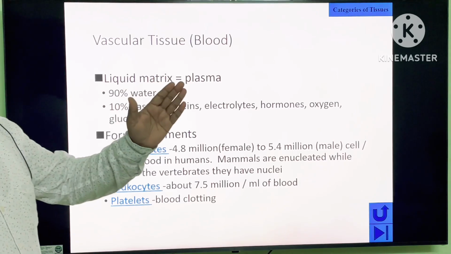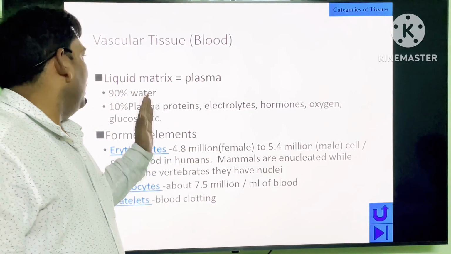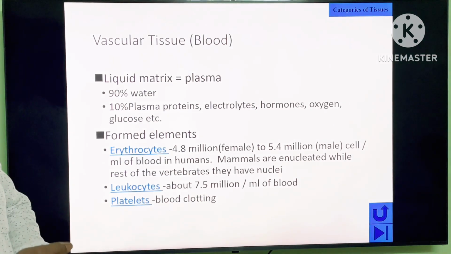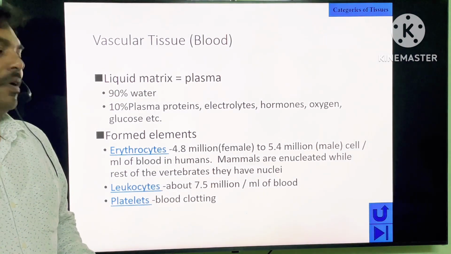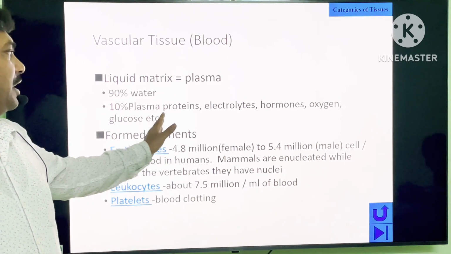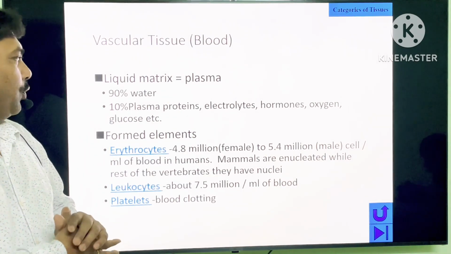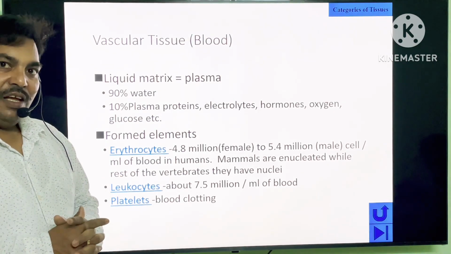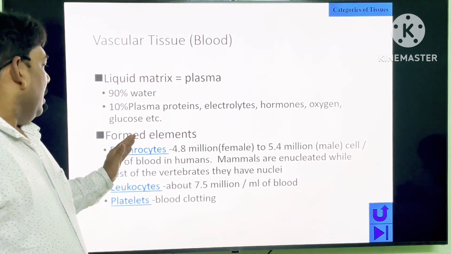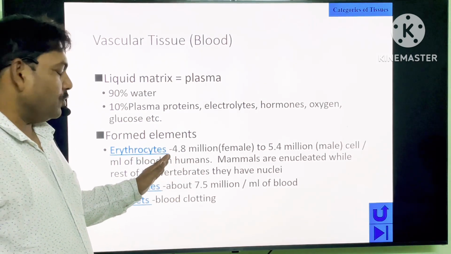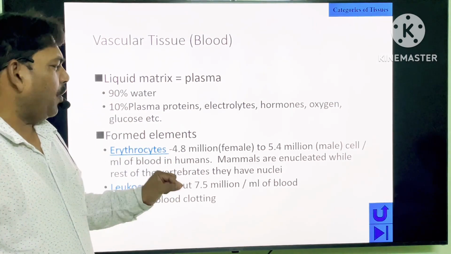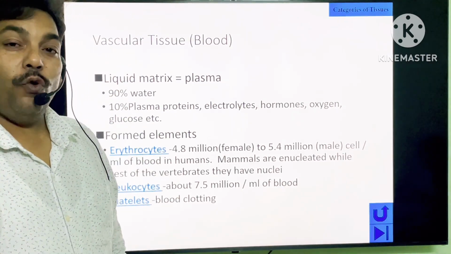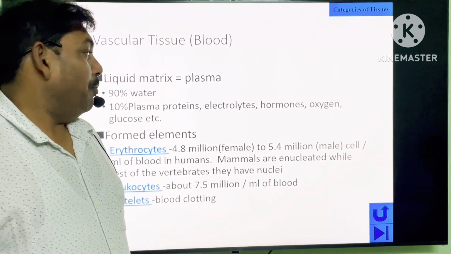Vascular tissue means blood: the liquid plasma and the cell elements. 90% of the blood is water and 10% is plasma proteins, electrolytes, hormones, oxygen and glucose. Okay, and the blood elements include erythrocytes, RBCs, at 4.1 million in females and 5.4 million in males.